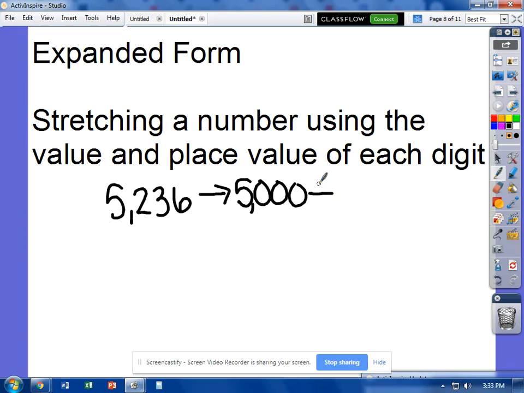5,000. My 2 is going to be worth 200, so I put 200. I drop my 2, count back, there are 2, so that's when I got my 2 zeros. Plus 30. I put down my 3, there is 1 behind it for 10, and then 6. So what we did was we took our number and we stretched it out and made it bigger based on each of the values of each of the numbers. The 5 is worth 5,000, the 2 is worth 200, the 3 is worth 30, and the 6 is worth 6.